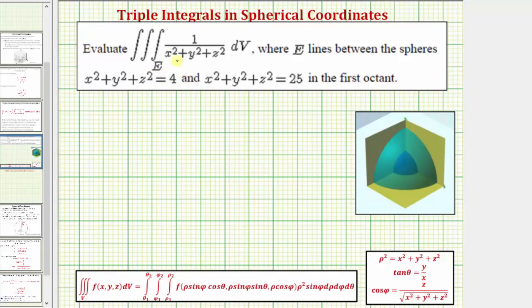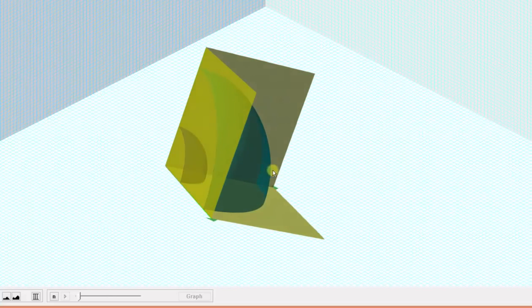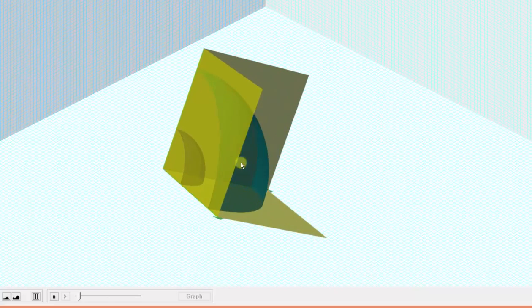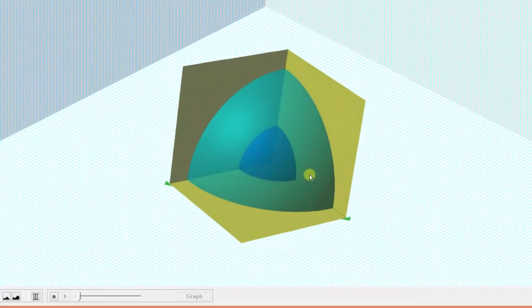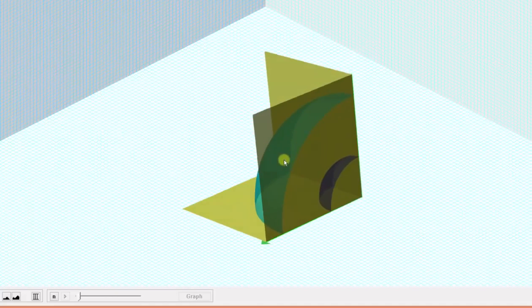We want to evaluate the triple integral over the region E, where E lies between the spheres given by x squared plus y squared plus z squared equals 2 and x squared plus y squared plus z squared equals 25 in the first octant. Let's first look at the region of integration in space. So the region of integration, the region E, is this solid region here bounded by these two spheres in the first octant. And because the region of integration is bounded by two spheres, it's going to be easier to use spherical coordinates to evaluate the triple integral rather than use rectangular coordinates.